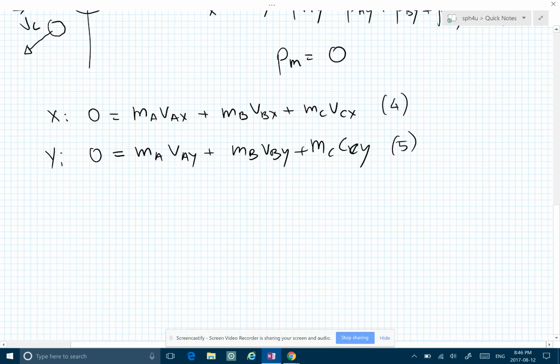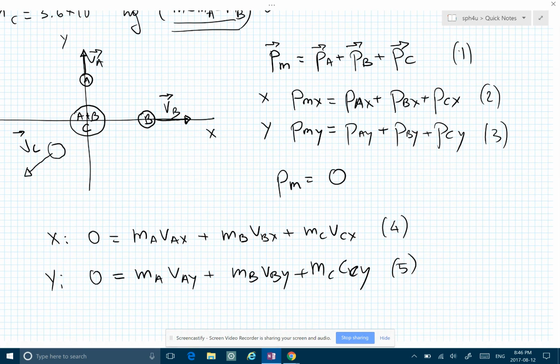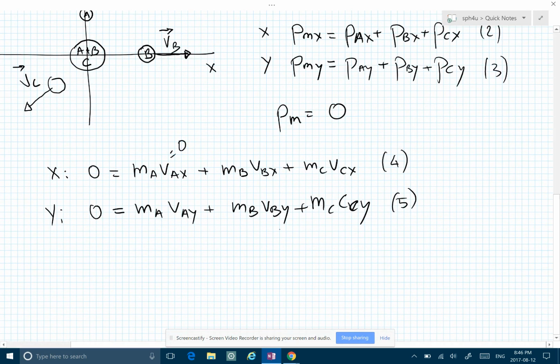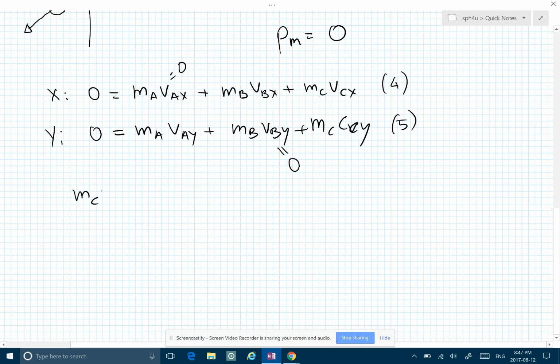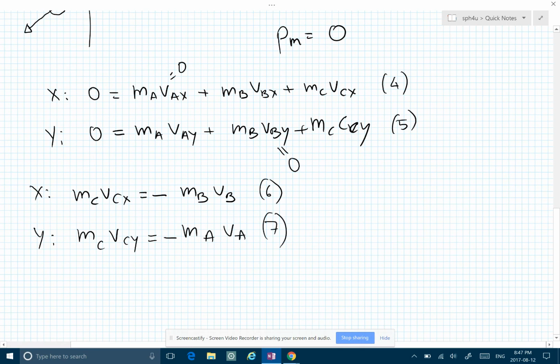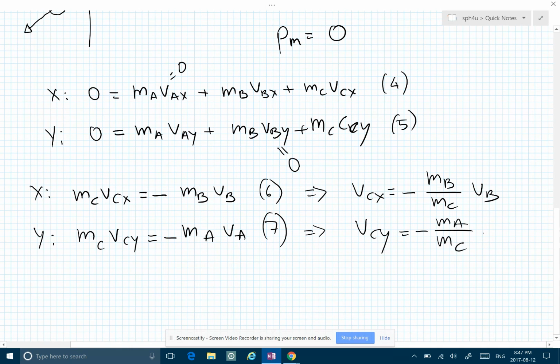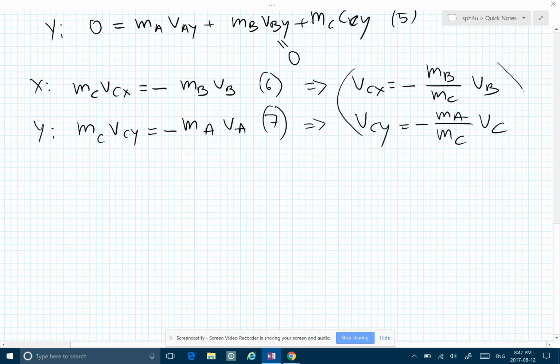However, remember particle A is moving along the y-axis, so VAX is 0, and the same with VBY, which is 0 because B is moving along the x-axis. So this becomes pretty straightforward. We get MC VCX equal to negative MB VB, because VBX is VB. And for the y direction, we get MC VCY equal to negative MA VA. So now we can solve for VCX to be negative MB over MC times VB, and VCY to be negative MA over MC times VA. So here are the components of the velocity of VC.